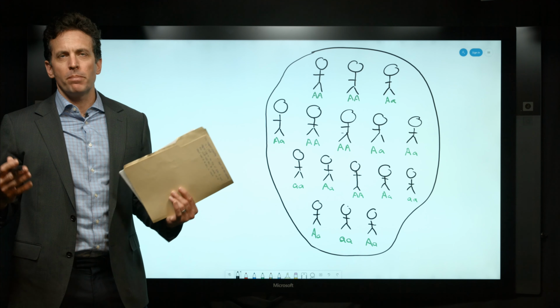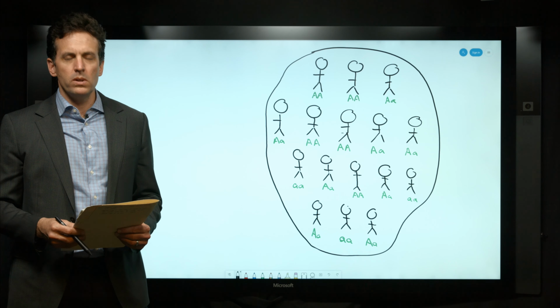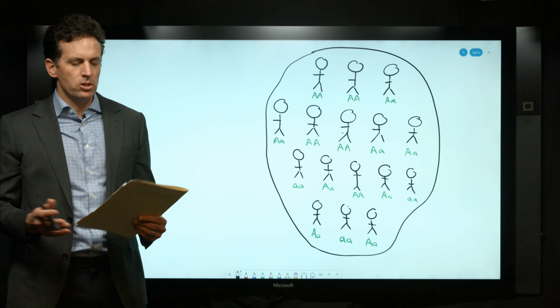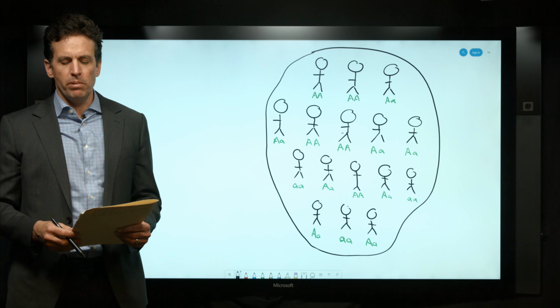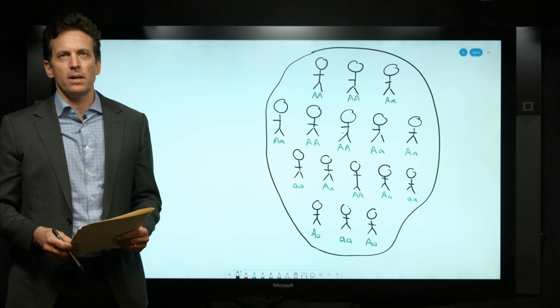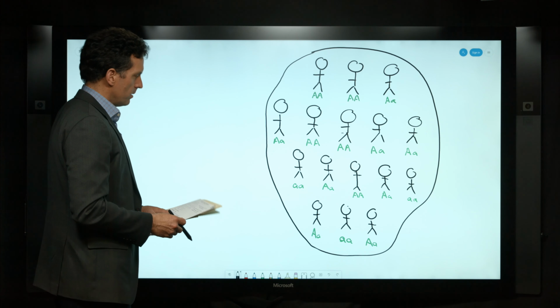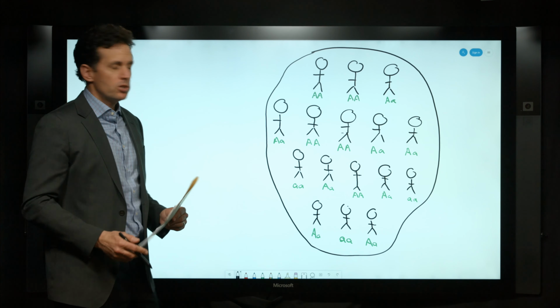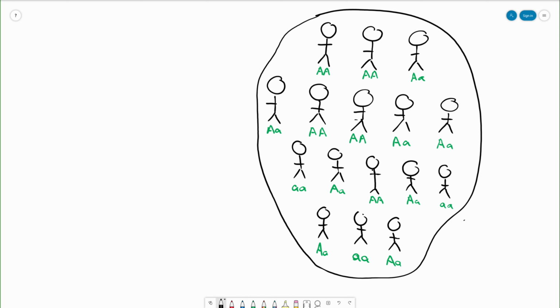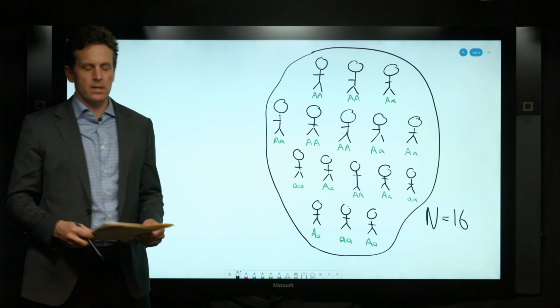And when we're talking about population genetics, we talk about the gene pool. And the gene pool is the sum total of all the alleles in the breeding members of the population at a given time. And so let's look at this population and define some properties of this population. So the first property we can define is that there are n individuals, and in this case, n equals 16. There are 16 total individuals here.